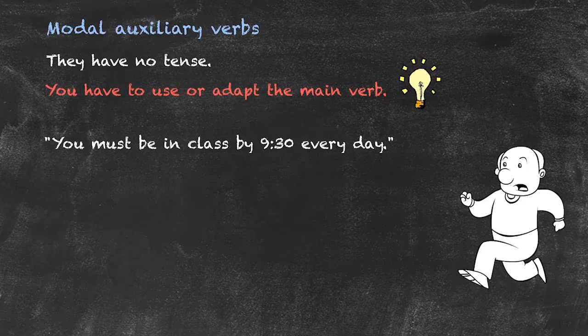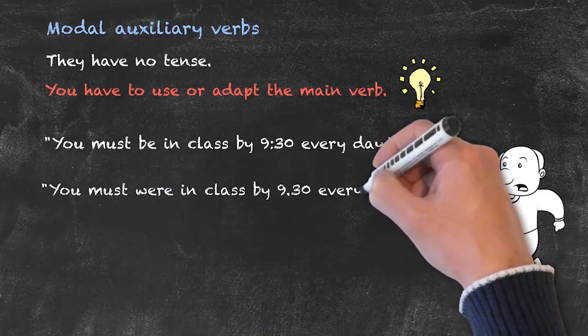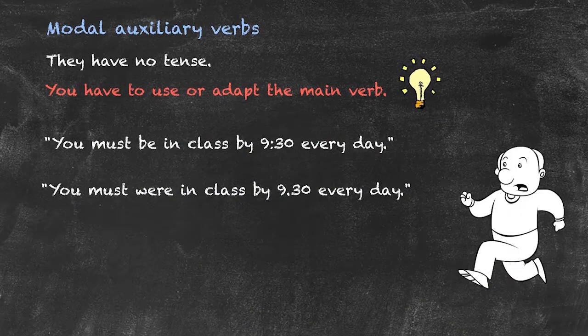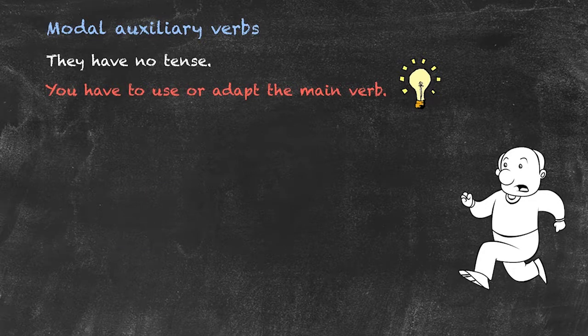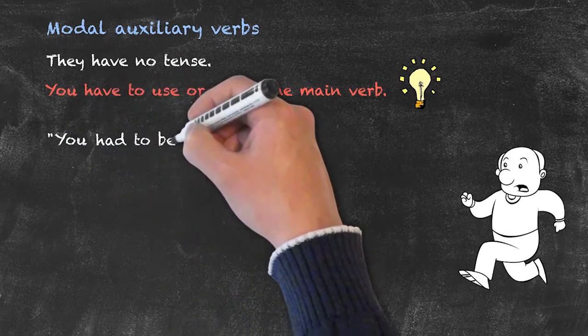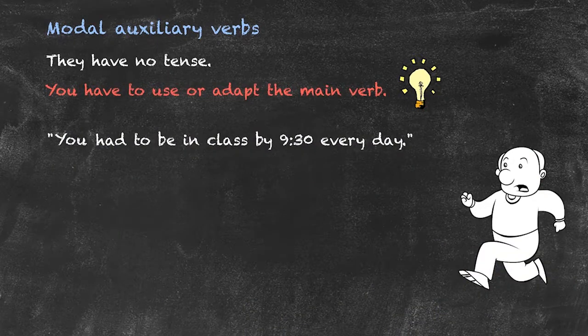If you wanted to talk about the past, students might initially feel that you can write a sentence like this. You must were in class by 9:30 every day, to express an obligation in the past. That is not the case. You might think that one way of approaching that could be, you must have been in class by 9:30 every day. Unfortunately, this is now not an obligation, but a deduction. So the modal auxiliary verb must, in this case, can't be used to talk about an obligation in the past. In this case, you would use a semi-modal. You had to be in class by 9:30 every day, with had to used to express obligation in the past.